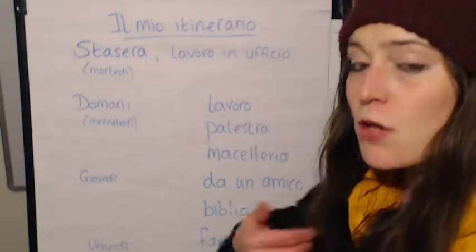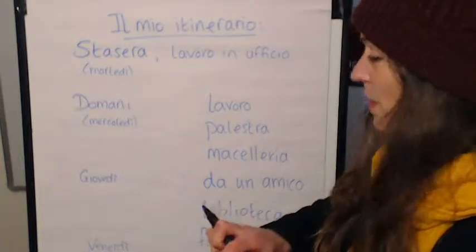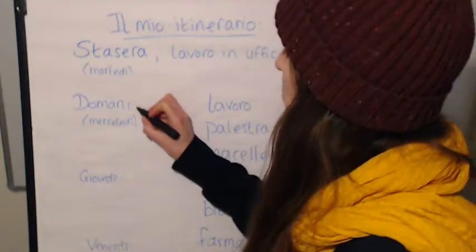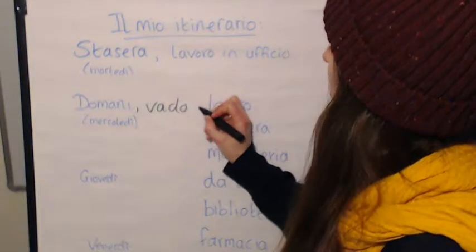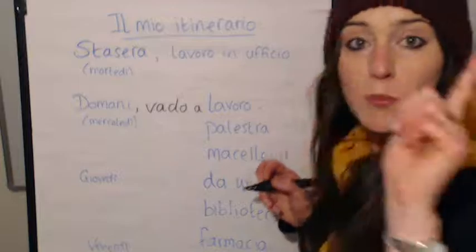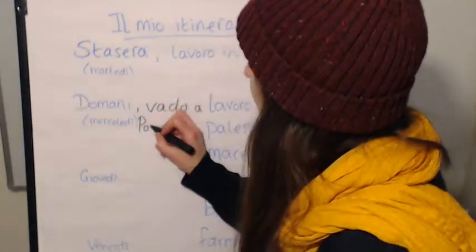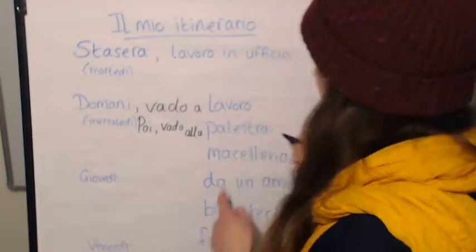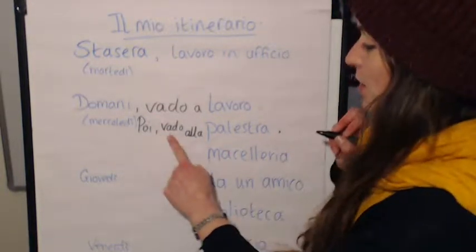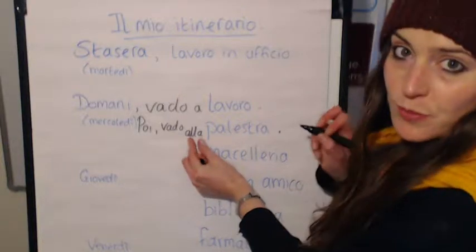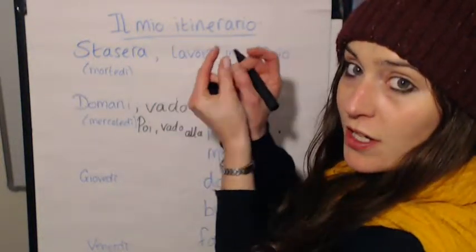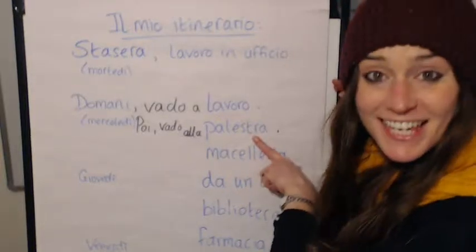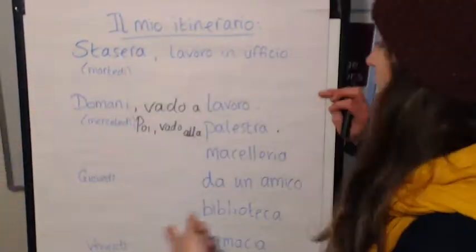So, che cosa ho detto? Allora, qui ho detto vado a, so, domani vado a lavoro, I'm going to work, okay, vado a lavoro. Poi, then I said poi, that means then, poi, vado alla palestra. Then I'm going to the gym. That's one word, but it puts the preposition to and the article the together. A plus la equals alla. We'll come on to that. Poi vado alla palestra. Sì, vado alla palestra. Okay, I'm going to the gym after I go to work.